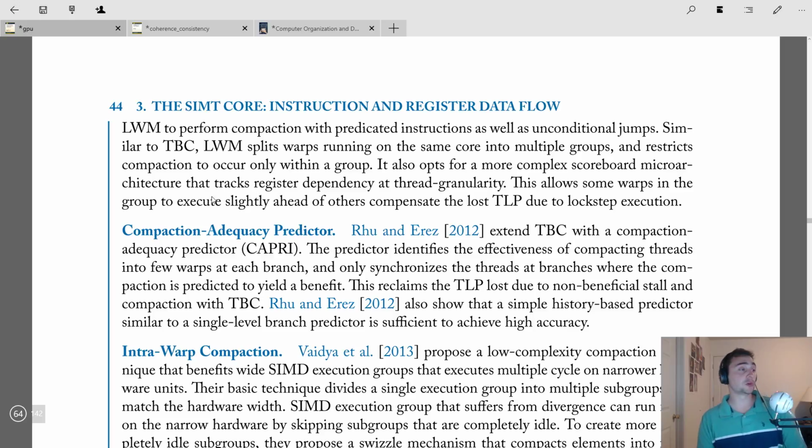So this allows some warps in the group to execute slightly ahead of others to compensate for lost TLP due to lockstep execution. So there's lockstep, but with some caveats, right? Allowing some warps to execute slightly ahead, to make sure that we still are making forward progress and we're regaining some of the overhead of forcing lockstep execution.